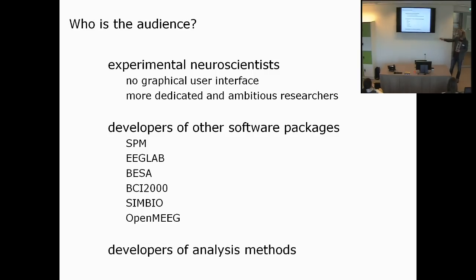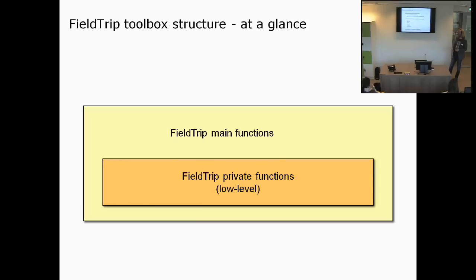And of course what we're also targeting is developers of analysis methods. I'm one of these myself. So I'm using FieldTrip to communicate my new analysis methods to an audience of experimental neuroscientists. But at the same time, I'm also relying on the experimental neuroscientists to give me feedback on the methods that I'm developing. So there's a two-way interaction. It's not only that methods people are giving the experimental neuroscientists information, but it's also the experimental neuroscientists that give the methods people information. And it's really about bridging the gap between the different disciplines.